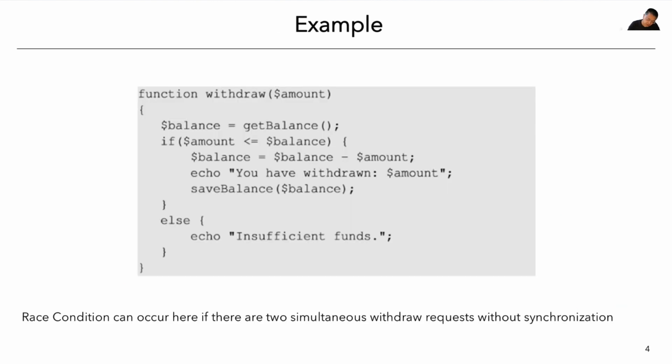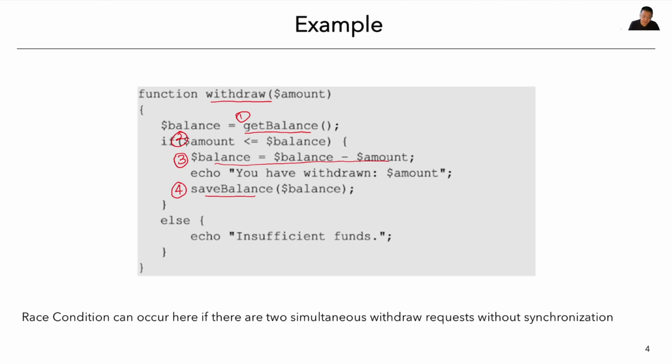Here is an example of a withdraw function. We want to withdraw some money from the bank account. We first get the balance. If the amount we want to withdraw is less than or equal to the balance, we subtract the amount from the balance. Then we save the balance. So here there are four actions, right? First, we get the balance. Second, we check whether the amount is less than the balance. Third, we subtract the amount from the balance. Fourth, we save the balance.